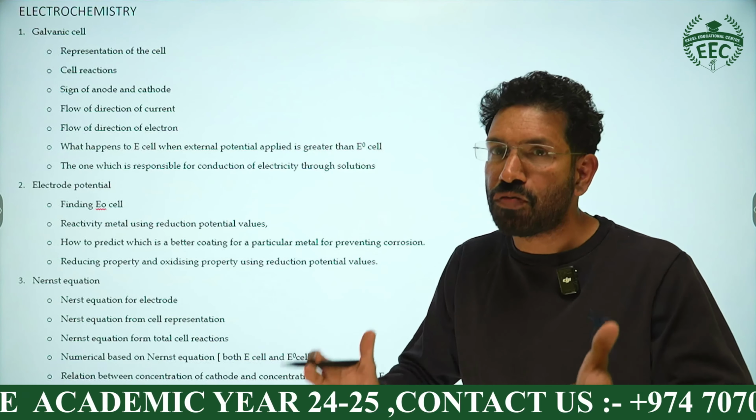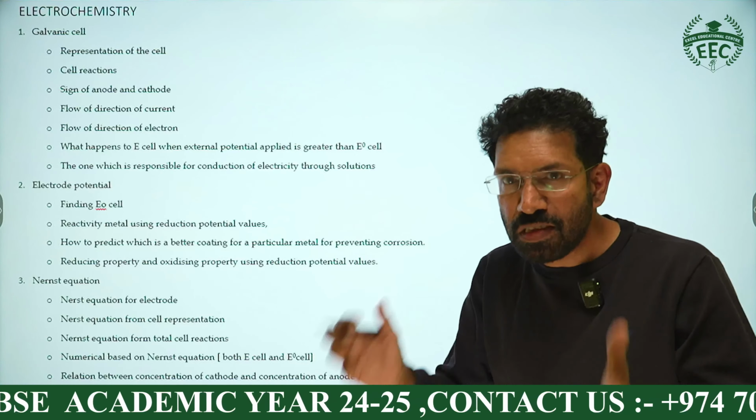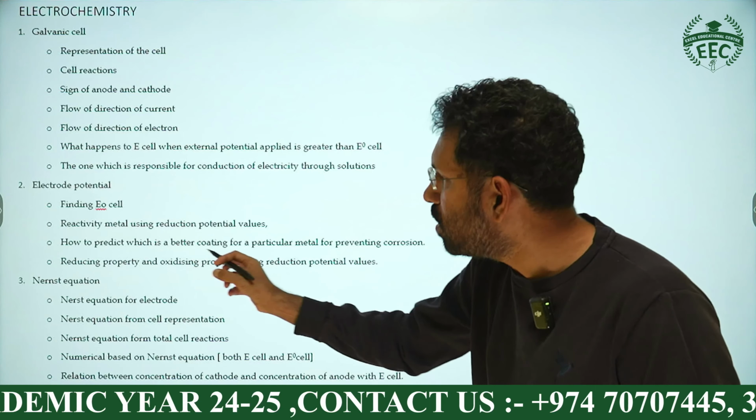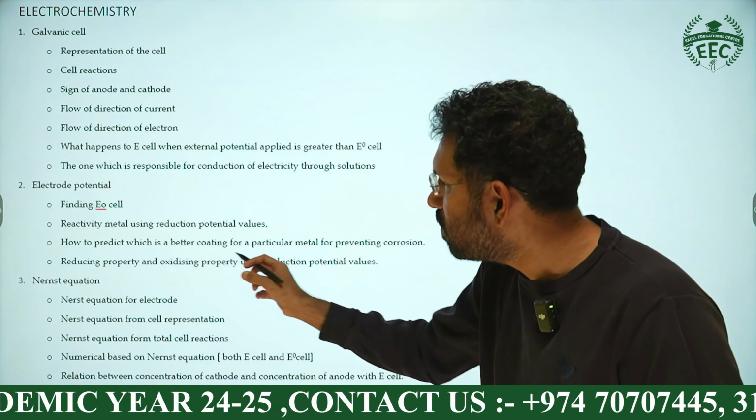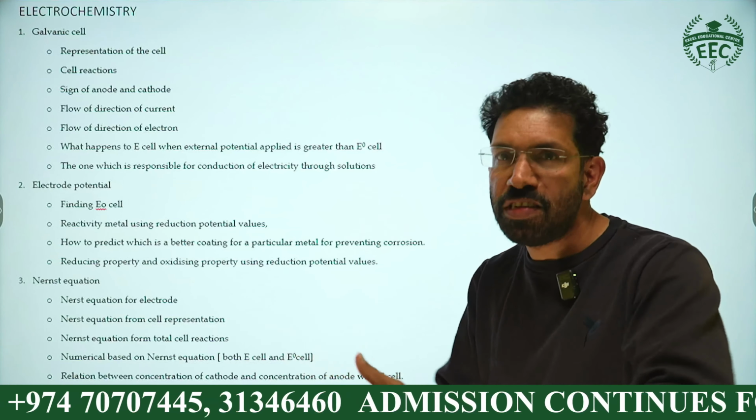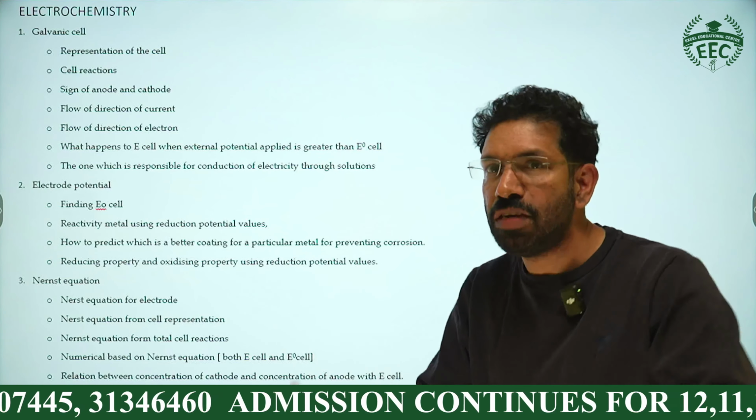So reactivity of metal using reduction potential value. We studied already, the reduction potential values depend upon the reactivity of metal; that you have to remember. They may ask arranging increasing order of reactivity, arranging decreasing order of reactivity. So which is a better coating for a particular metal to prevent corrosion. That type of questions will come based on electrode potential value. We discussed in the class, that area you have to remember. So how to predict which is a better coating for a particular metal for preventing corrosion. For example, for iron, which is a better coating, zinc or copper? Zinc or tin, which is a better coating?